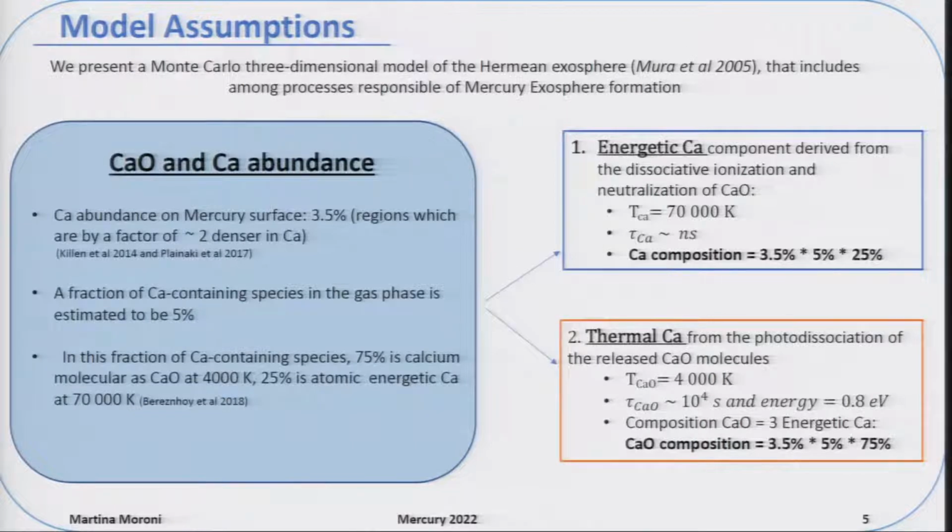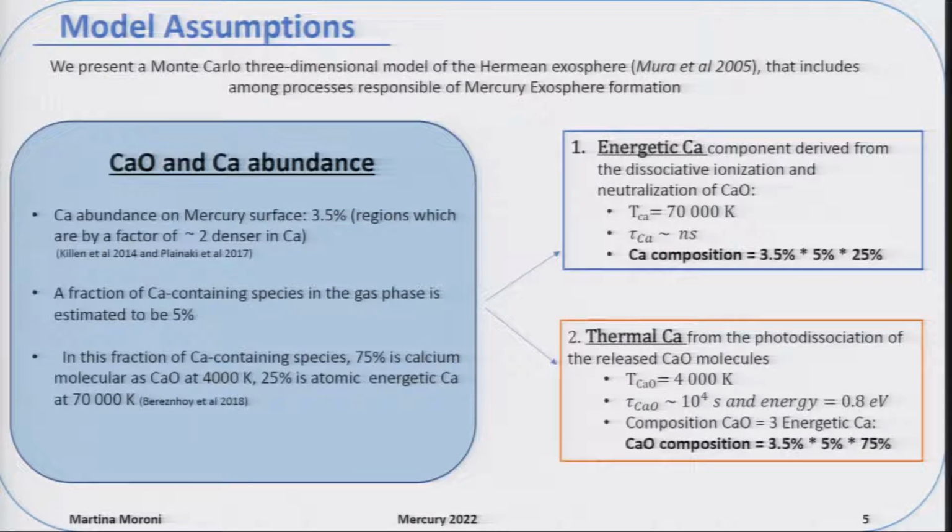We used the model of Alessandro Mura, presented in the presentation this morning, to reproduce the process. So I won't describe the model, but only talk about the assumptions that we can choose for this model. First of all, the calcium abundance. We fix the calcium abundance on the planet surface at 3.5%, a value that we chose from the literature.